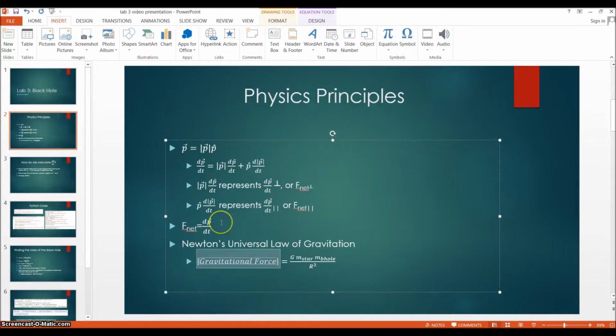Another useful property which comes from the momentum principle is that the rate of change in momentum is mathematically equal to the net force. There is a difference between the two that we will discuss at the end of the video, but for now we will focus on the application of this property. Finally, we need to know Newton's universal law of gravitation, displayed below. Since we are assuming that the gravitational force is the only force at work in this situation, we can say that it is equal to the net force.